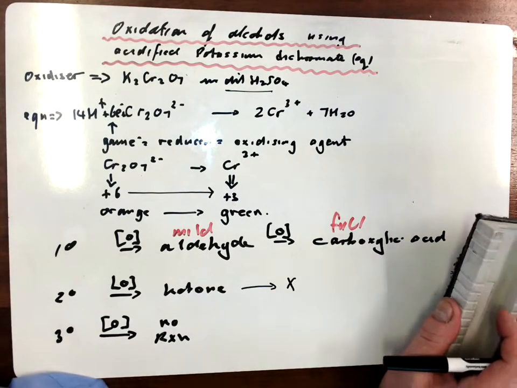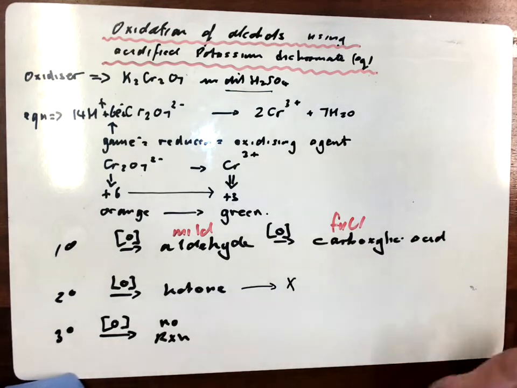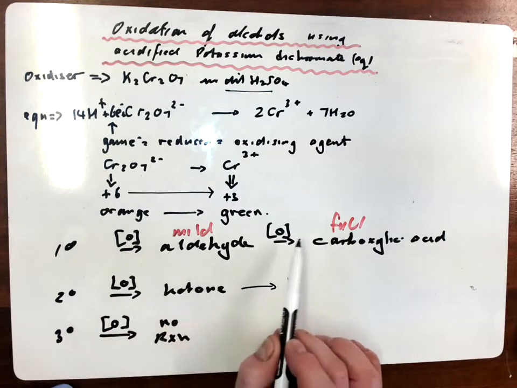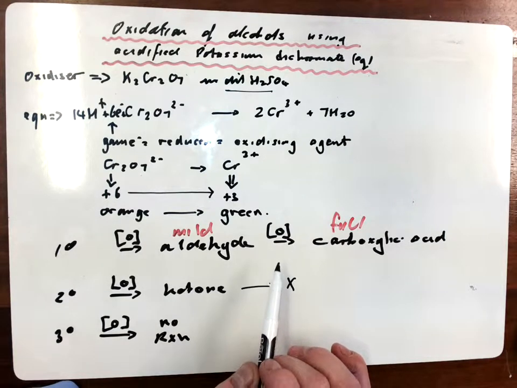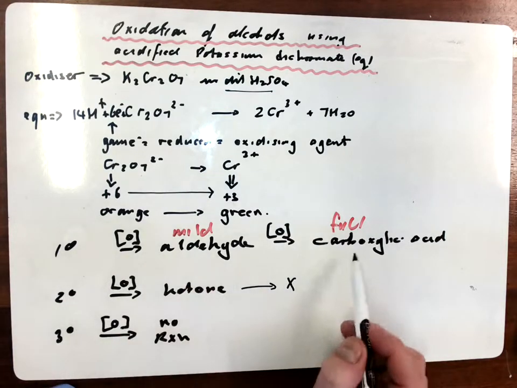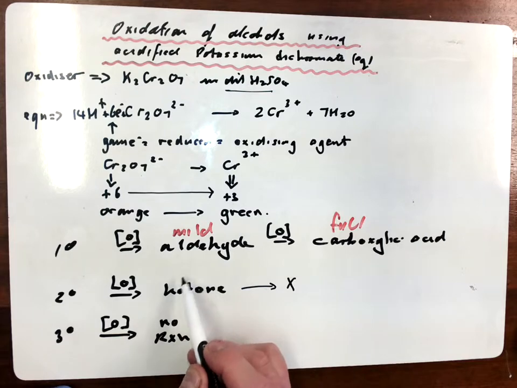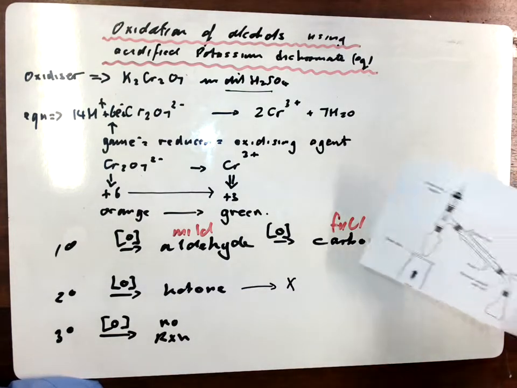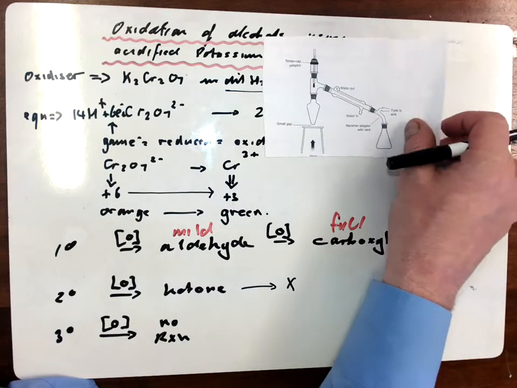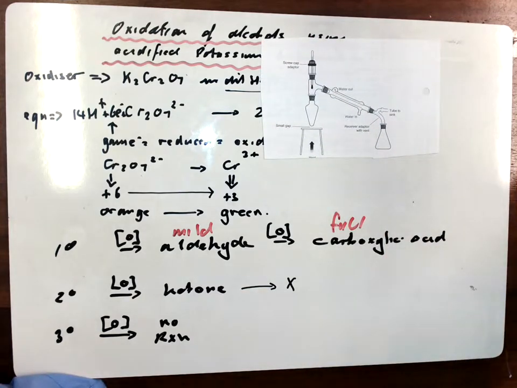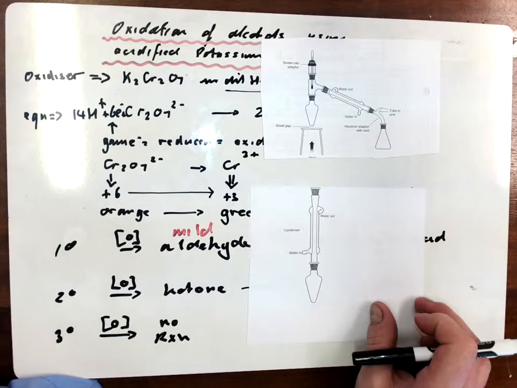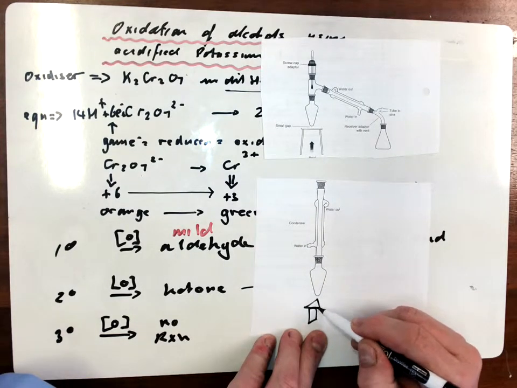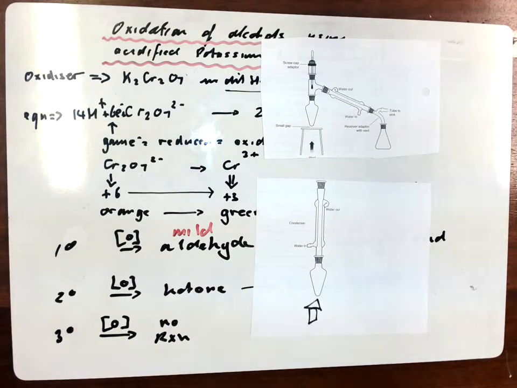So we'll have a look at how we would practically try to get a primary alcohol to go to an aldehyde and not go to a carboxylic acid. And alternatively, if we wanted to get the carboxylic acid or the ketone, what would we do in that instance? That will be determined by the practical apparatus that we choose, whether that be distillation at the top of the screen or heating under reflux at the bottom of the screen.